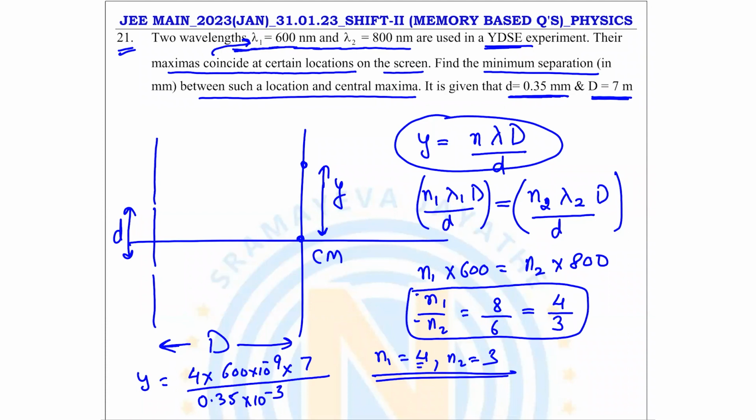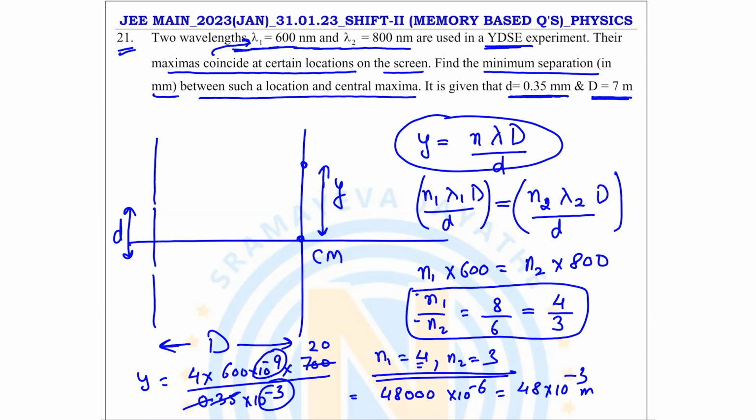So we can solve this. This 0.35, I will break it out to make it 700, then 35 into 20 is 70, so 20 into 4 is 80, and 80 into 6 is 480. So 48,000 into 10 to the minus 9 and 10 to the minus 3, that is into 10 to the minus 6. So that makes it 48 into 10 raised to power minus 3 meter.